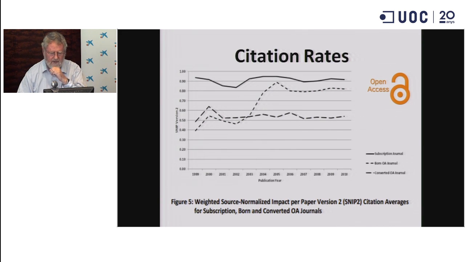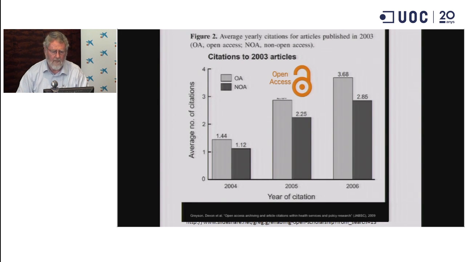It's weighted now here, the citation averages for subscription journals, born open access journals and converted open access journals. And as you can see, journals that converted to open access do not have the same citation rates as do the subscription-based and the born open access journals, which are pretty well equal as time went on, as open access became more popular.